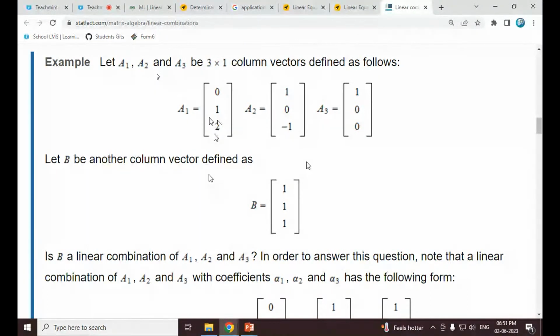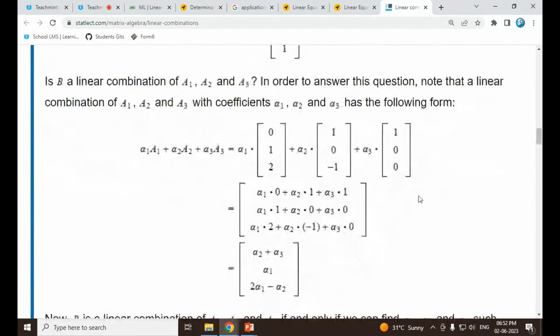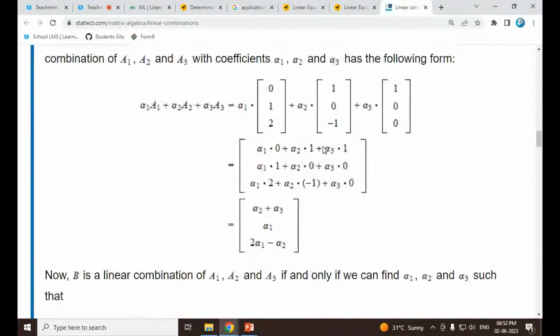Okay, we have A1, A2, A3. Let B be another column vector defined as B. And B is a linear combination of A1, A2, and A3. In order to answer this question, note that the linear combination of A1, A2, A3 with coefficients alpha 1, alpha 2, and alpha 3 has the following formula: alpha 1 A1 plus alpha 2 A2 plus alpha 3 A3, equal to alpha 1 dot product with the vector plus alpha 2 dot product, and that ends up having this equation.